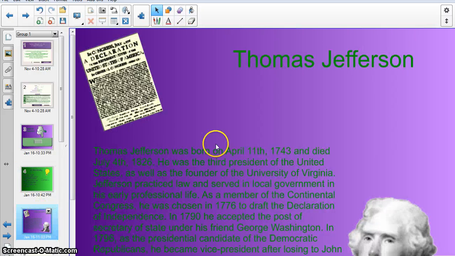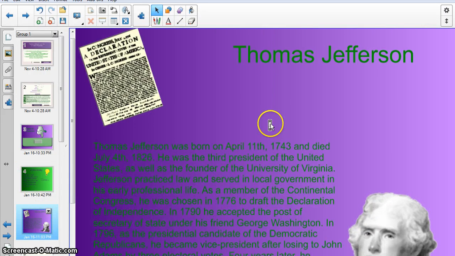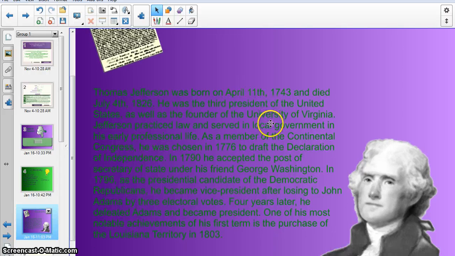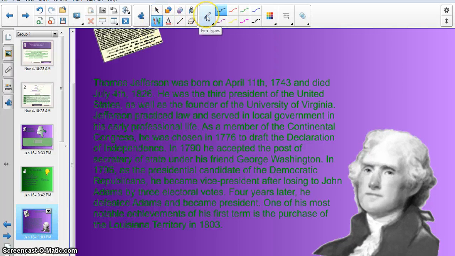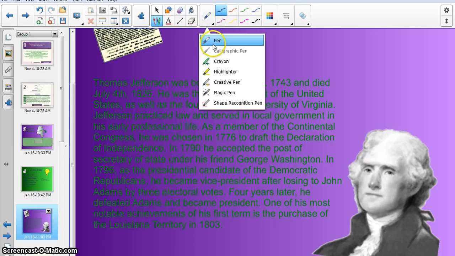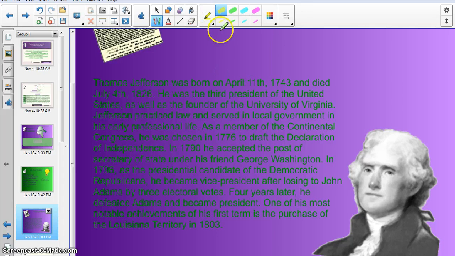The next slide is all about the life of Thomas Jefferson, and because this is a lot of notes, I was thinking about having one student come up to the board to read this to the class, and the next student can come up and highlight it. They can have a highlighter here, and the student can highlight important points.